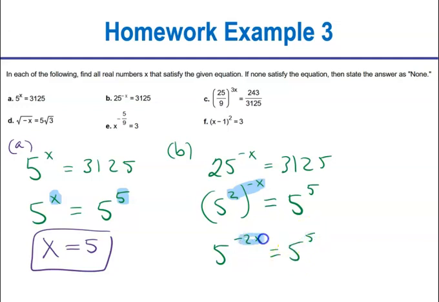Now, what do I do next? I set those exponents equal to each other and solve that algebra problem. So negative 2x is equal to 5. I divide both sides by negative 2, and x is negative 5 halves.